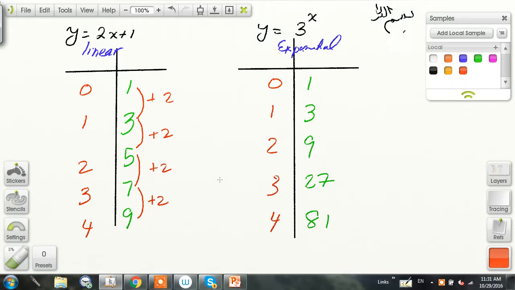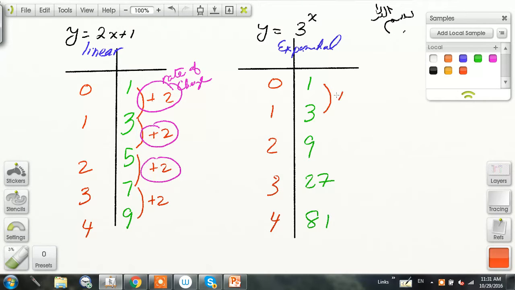Correct? In other words, the rate of change was what? 2. You're adding 2 every single time. Do you understand? The rate of change was 2. What do we call the rate of change? The slope. Look. You understand? The rate of change is constant. The same. 2.